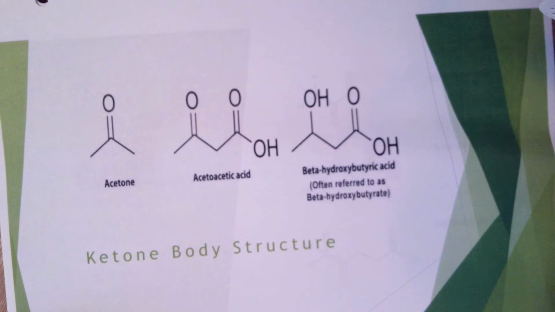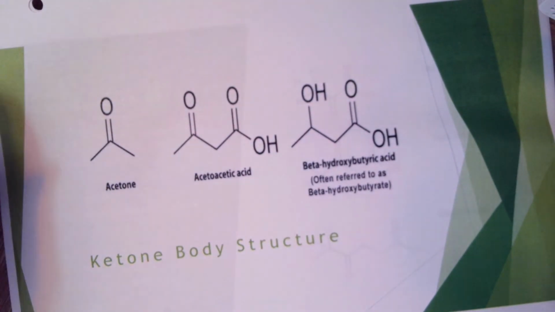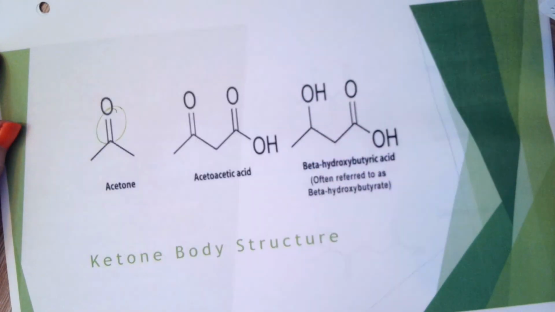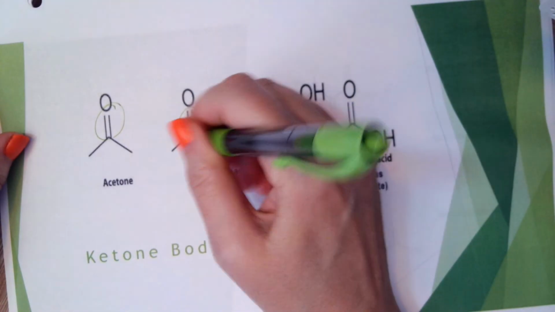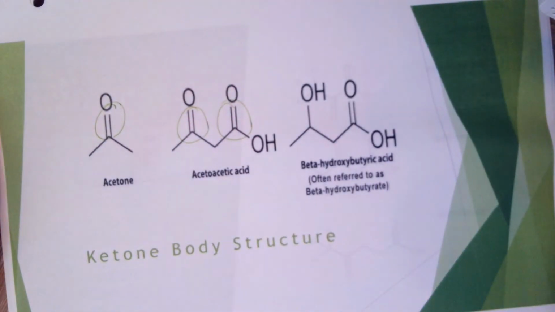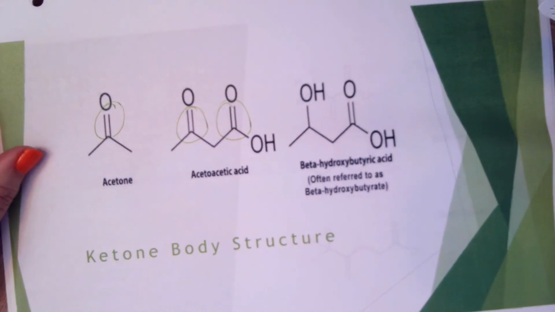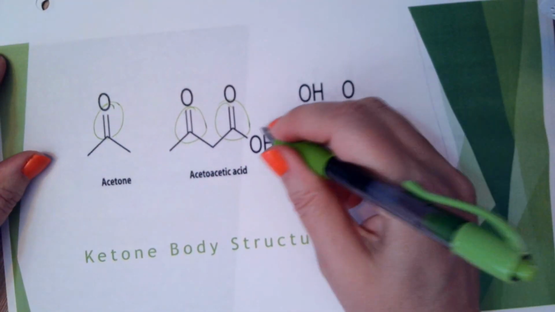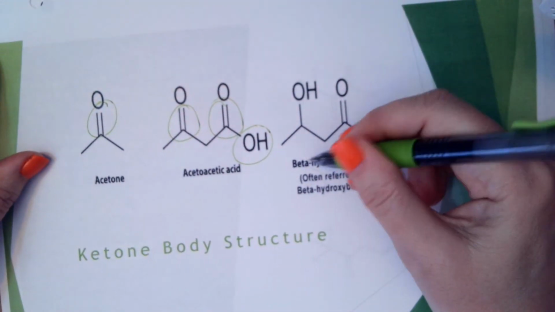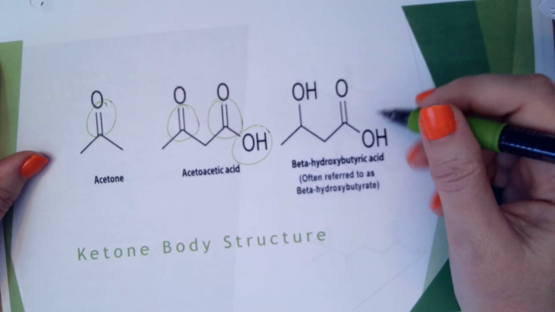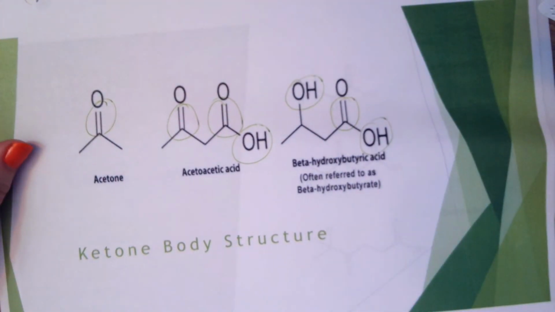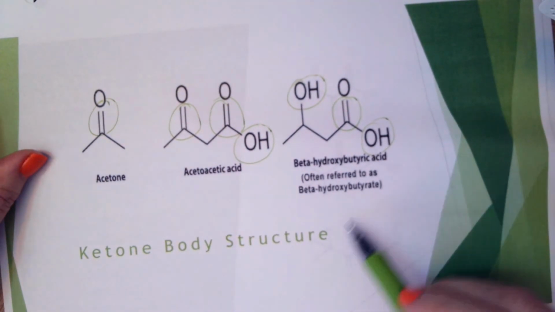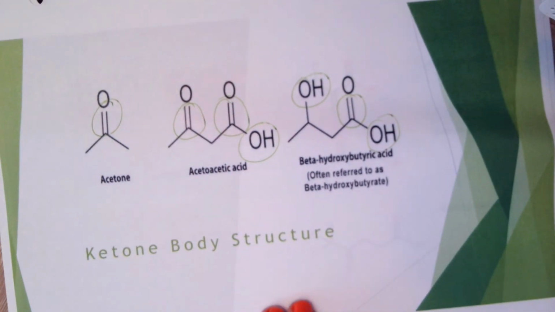So here's what they look like generally. Just note our oxygen double bond. Acetone has one of those. Acetoacetic acid has two, plus a hydroxy group. And then beta-hydroxybutyric acid has one plus two hydroxy groups. So these are just the three main kinds of keto bodies.